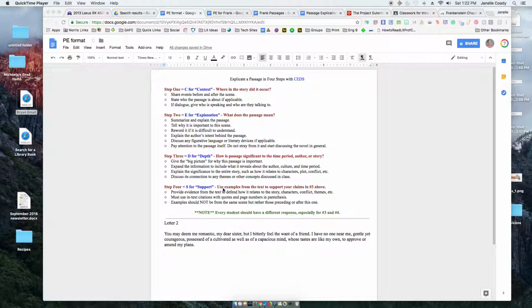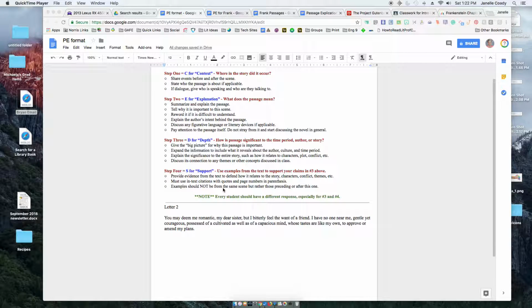So I have here just an example. This is not one that you are going to be writing about, but let's say that I have letter 2 here, and this is the passage. Now you would put a lot more thought into this. I'm just sort of winging it here to show you how you would do it.